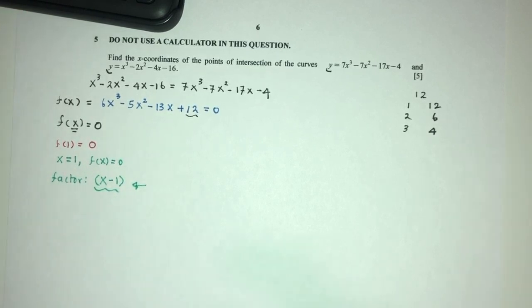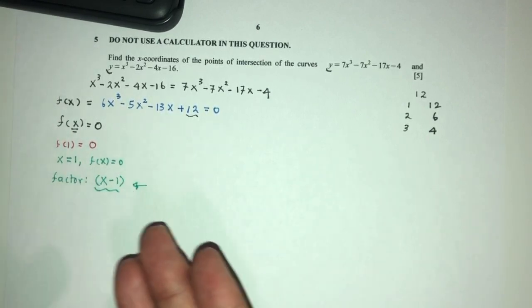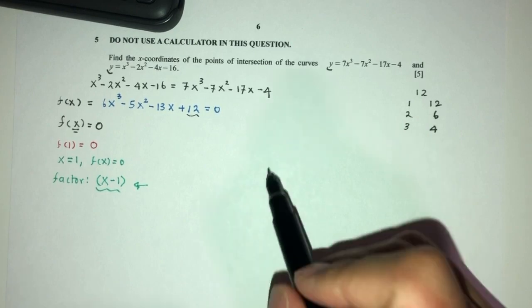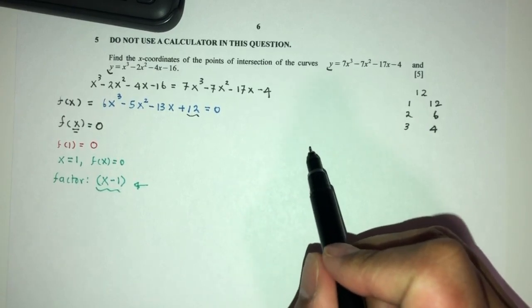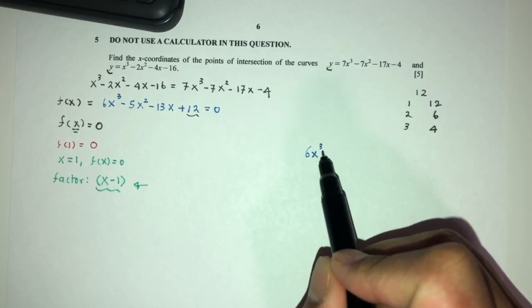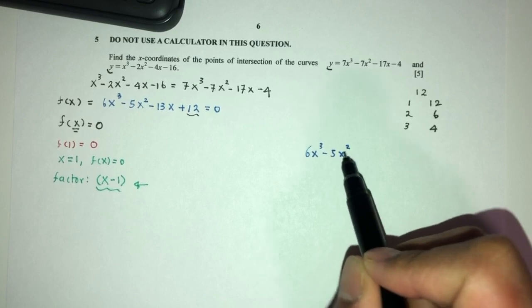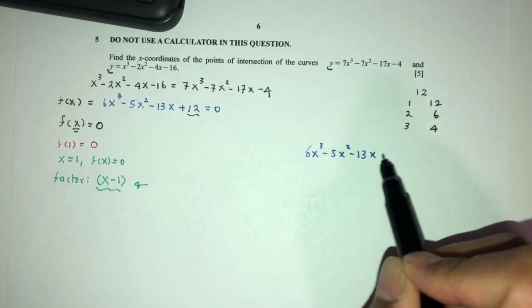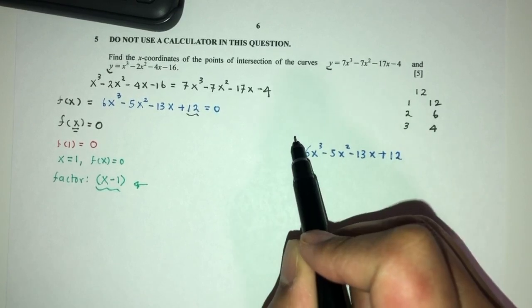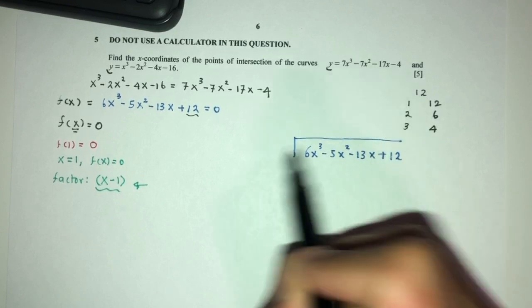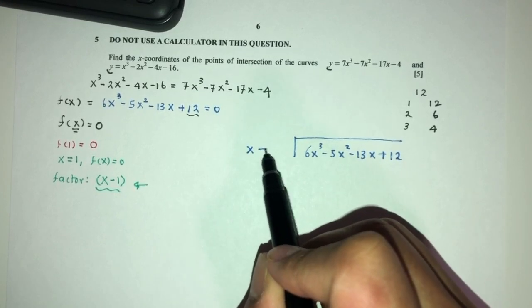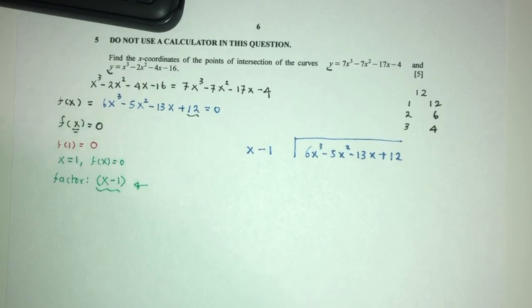Now, since we have this, we can proceed differently. First step is to always find the value that will make your function become 0. Once you find this, you can convert that to its factor, and then we can proceed by long division to find the rest: 6x cubed minus 5x squared minus 13x plus 12. Apply long division with x minus 1.